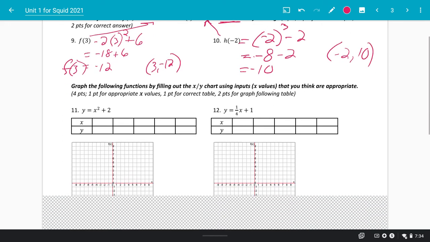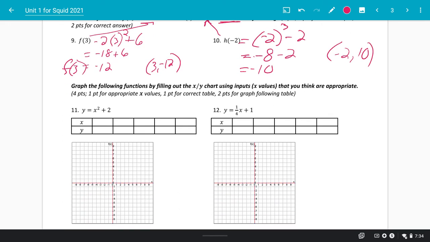11 and 12, I got to graph the functions. Make sure I choose the appropriate inputs. Nothing special about this one. Remember, there's two things I'm looking for. One is a fraction, and the other is square roots to have something special. So this one doesn't have anything special, so I'm going to have -2, -1, 0, 1, and 2. Over here, I'm going to have multiples of the denominator. So I'm going to go -8, -4, 0, 4, and 8. I'll come back to do that in a second.